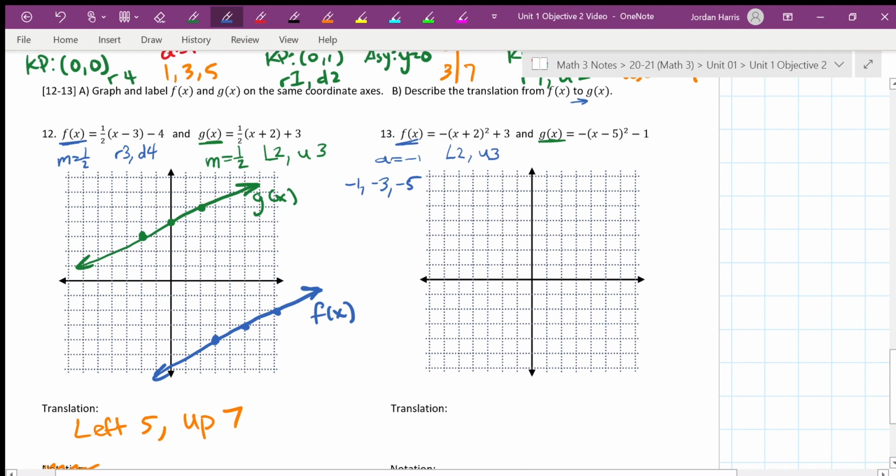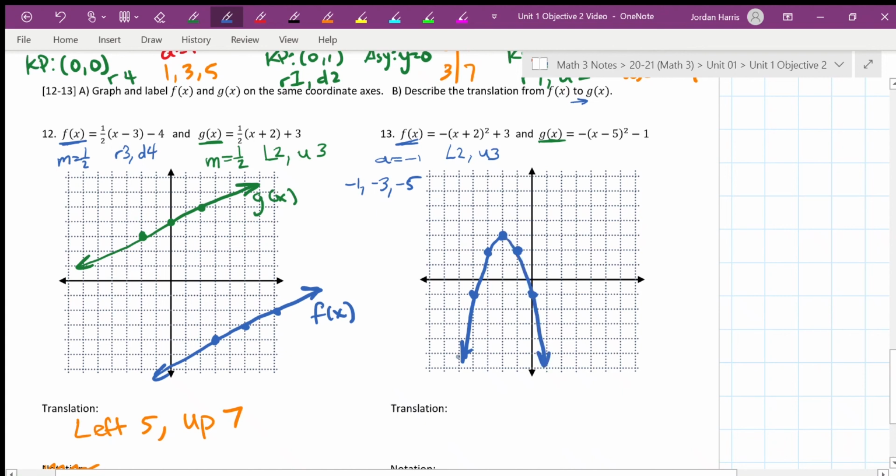Okay, so we always start at the key point though. So start from 0, 0, left 2, up 3. Remember, it's opening down, it's negative. So when I go right 1, I go down 1. From that point, right 1, down 3. And then from that point, right 1, down 5. I could put this point. I'm not going to though. And then mirror. And we have our f of x function.